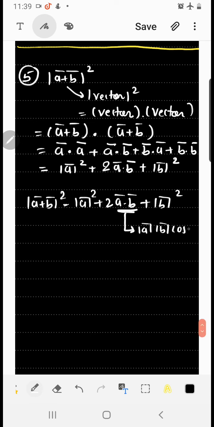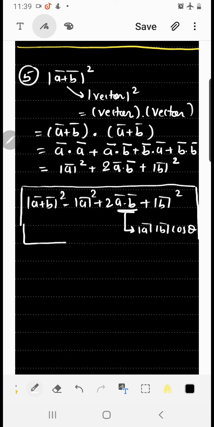mod b cos theta. Now I am not writing it because in some sums we may require this. Otherwise you can keep your answer here. So what is the basic formula? I repeat again, mod of a bar plus b bar whole square is what? Mod a square plus 2 a bar dot b bar plus mod b square. And a bar dot b bar, what can you write it as? Mod a mod b cos theta.